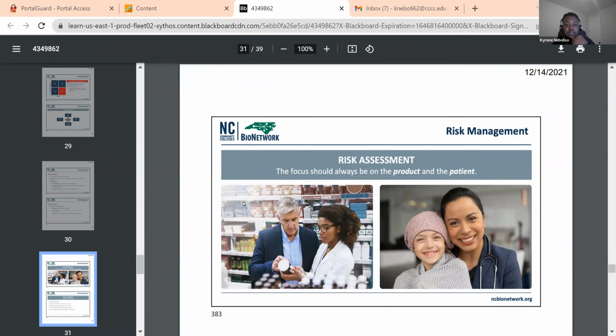So again, as you're assessing risks, the focus should always be on the product and the patient. That should be your focus, because if you're not focusing on the product and the patient, you could be downplaying or not assessing your risk properly. When you consider the patient and product, that's what you should be thinking about when assessing the risk.